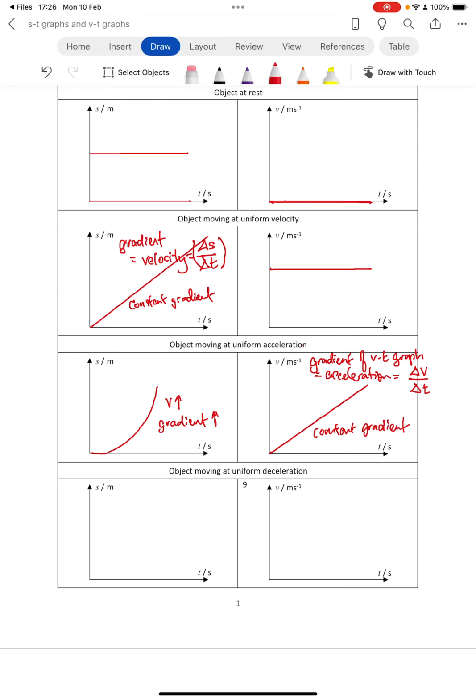So to repeat, the gradient of a displacement time graph gives you the velocity, while the gradient of a velocity time graph gives you the acceleration. So next, object moving at uniform deceleration. Deceleration means that the velocity is decreasing, right? So if the velocity is decreasing for displacement time graph, the gradient is decreasing. That means that the slope is becoming more and more gentle, less and less steep, right? So it looks like this.